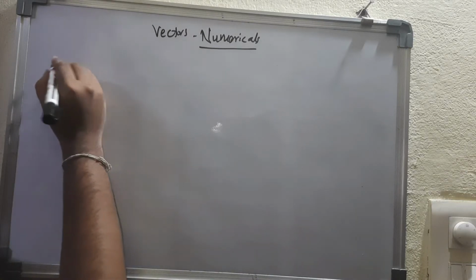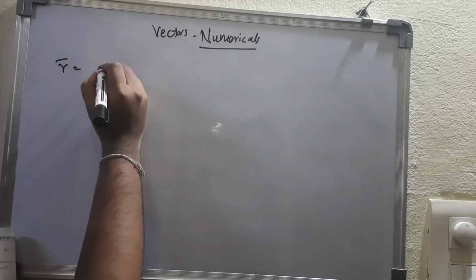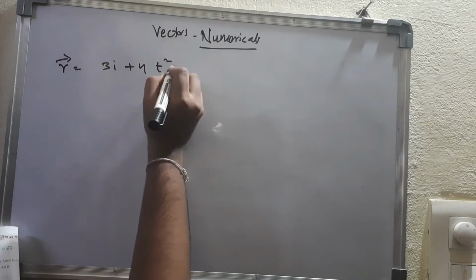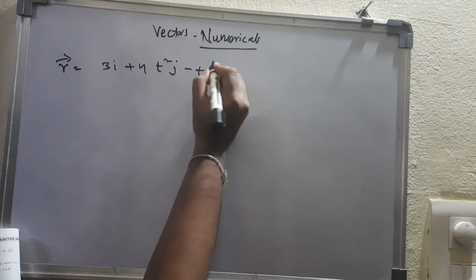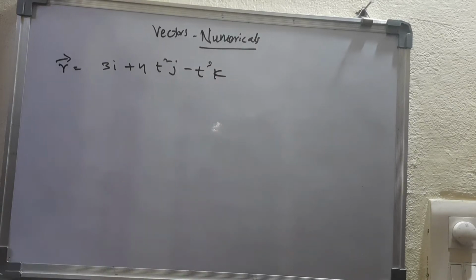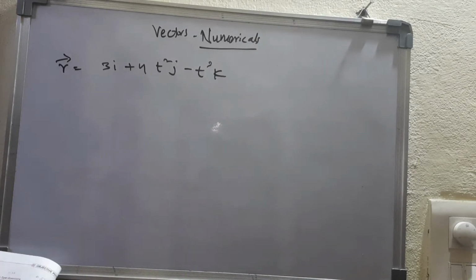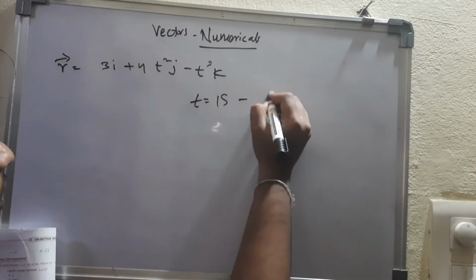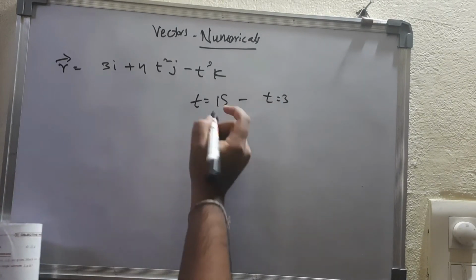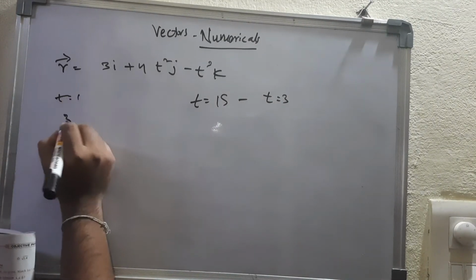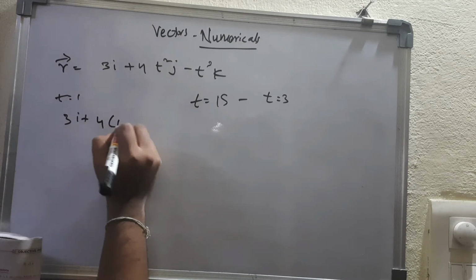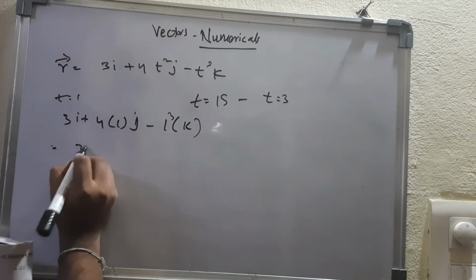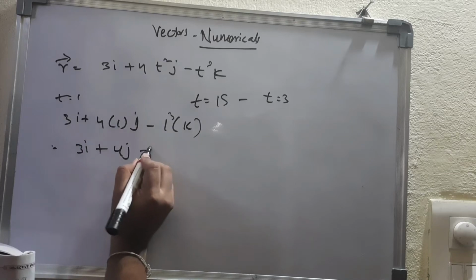So we'll write the vector r equals 3i plus 4t square j minus t cube k. Now he is asking the displacement during the time interval. This is an easy question: 1 second to 3 seconds. Now substitute t equals 1: 3i plus 4 into 1 into j minus 1 cube into k, which is 3i plus 4j minus k.